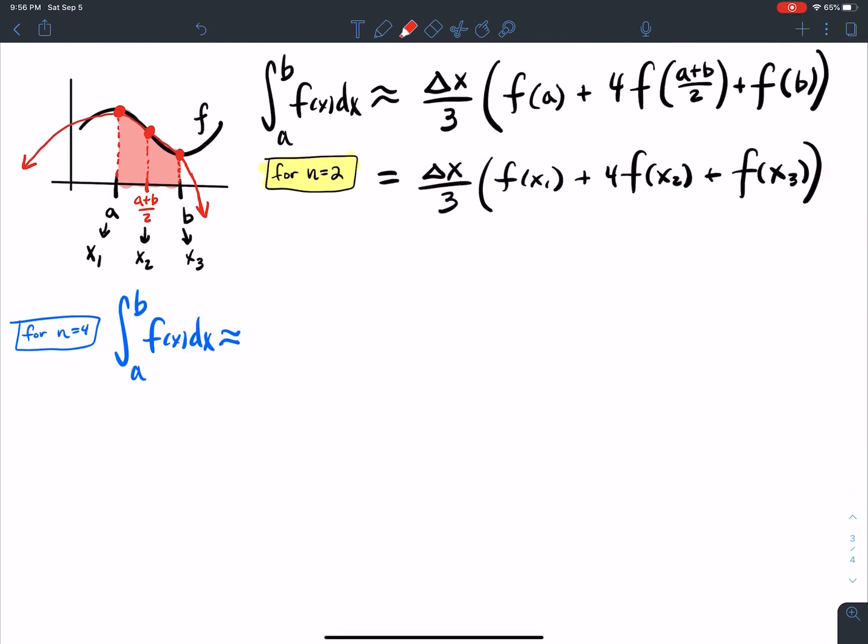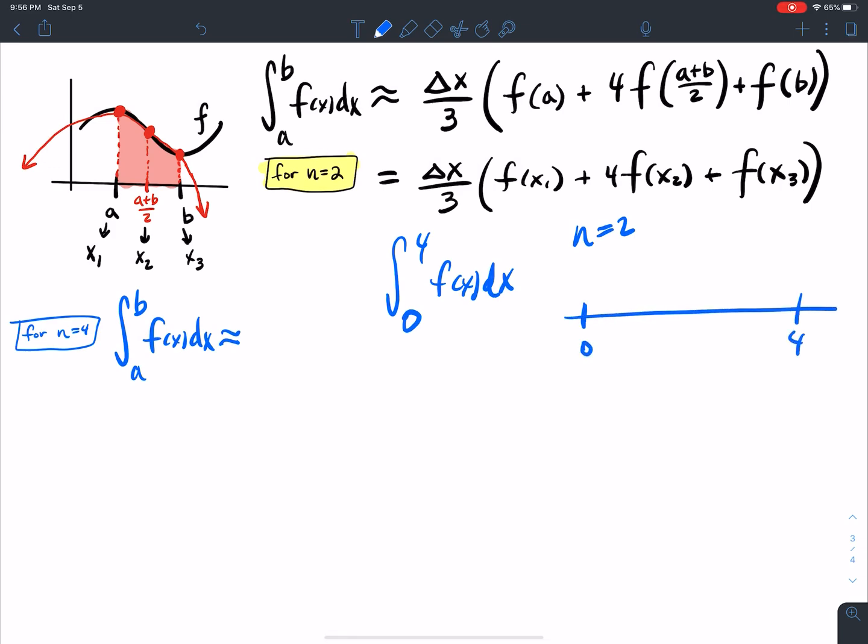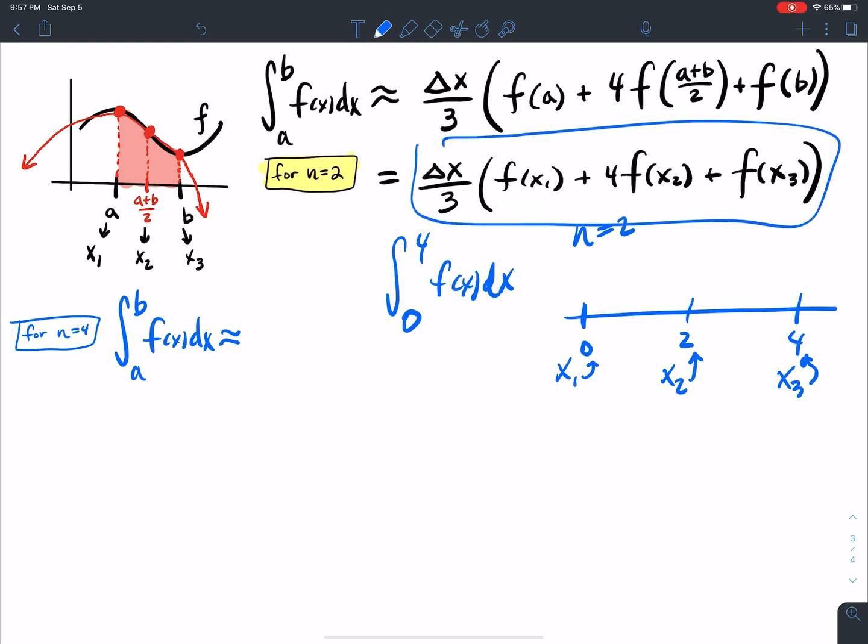Now, n equal to 4. So just in general, so that you can make sure you understand, say they're trying to integrate from 0 to 4 of f of x dx using Simpson's rule n equal to 2. The first thing you need to do is divide 0 to 4 up into 2 subintervals. Well, all you got to do is half it right there. And so now you know what x1 is, what x2 is, and what x3 is. And then you use this formula with n equal to 2 and plug that into your f function and you got it.